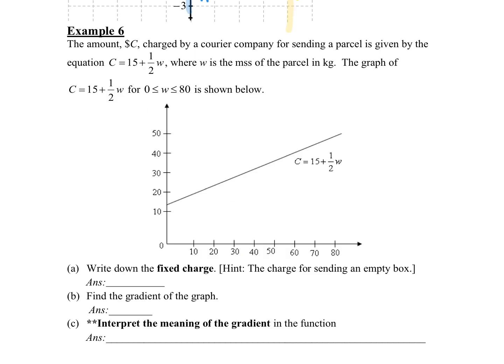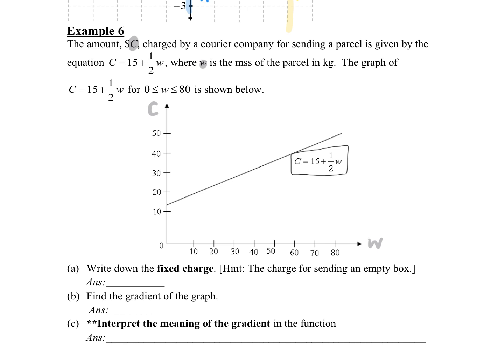Instead of giving you y equals to mx plus c, they give a meaning attached to the y-axis. So they say, instead of using y, they let it be c, which means the amount that is being charged by a courier company for sending a parcel. And w, which is your x-axis, is the mass of the parcel in kg. So they say this is the relationship.